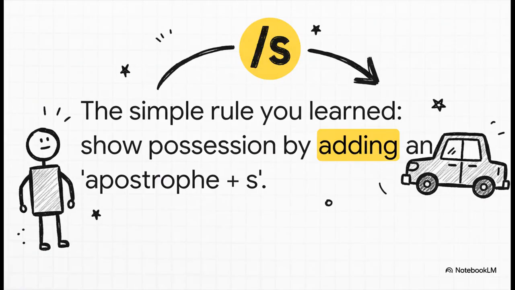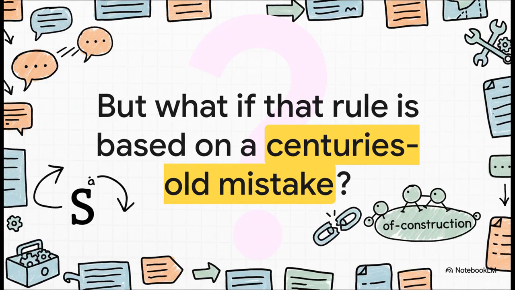You know the drill. We all learned it in school. If you want to show the car belongs to John, it's easy, right? John's car. You just tack on an apostrophe and an S. And that's it. Simple. Done. Or is it? Yeah, not so fast. Because what if I told you that this super simple rule, the apostrophe S we all use without thinking, might have started as a huge misunderstanding that just kind of stuck around for hundreds of years?